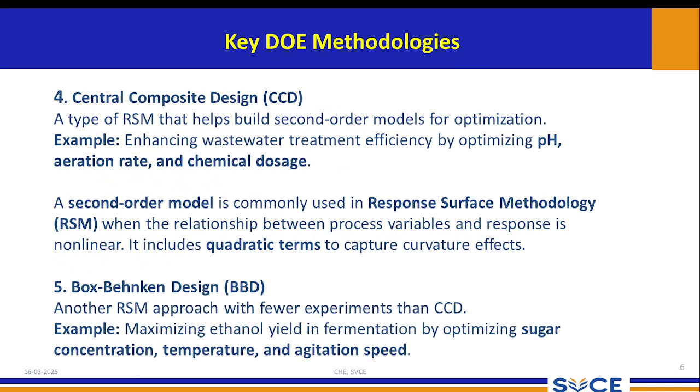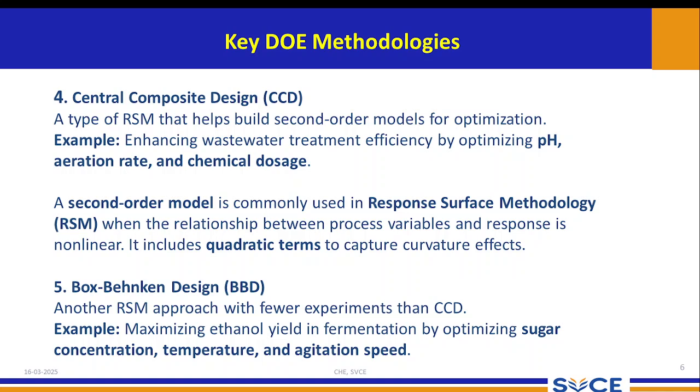This is also a type of RSM, another type of RSM that helps build second order models for optimization. Example: enhancing the wastewater treatment efficiency by optimizing pH, aeration rate and chemical dosage. You know already wastewater treatment starts with the screen chamber, grit chamber, aeration tank and so on, until we make the water as per the potable standard, that is a drinking standard. So enhancing the wastewater treatment efficiency in an aeration tank.